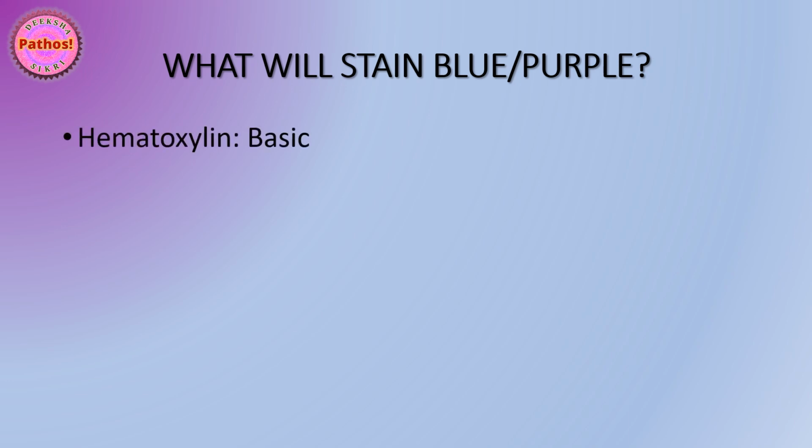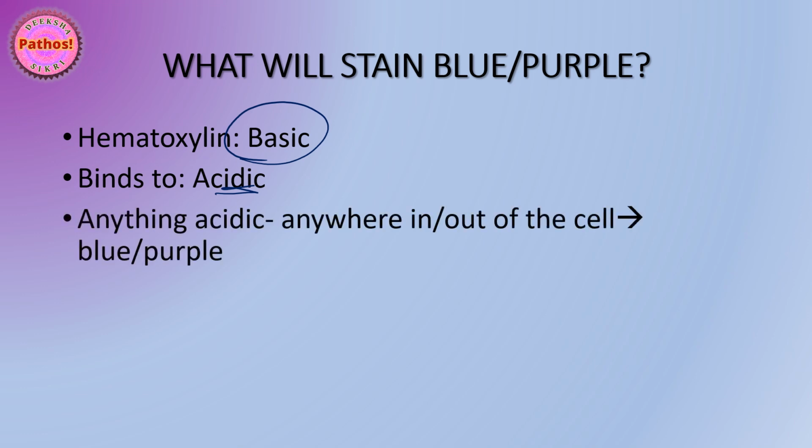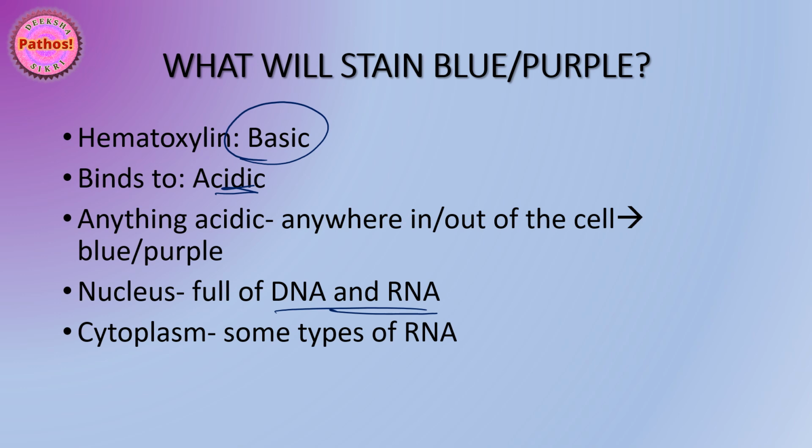blue? First of all, remember that hematoxylin is a basic stain. Because it's a basic stain, it binds to acidic components in the cell or even outside the cell. So if anything is taking a bluish color, that means first of all, it's a little acidic in its composition. Of course, the nucleus in any cell is going to be bluish and purplish because it's full of DNA and RNA. And sometimes even in the cytoplasm, if you have a lot of RNA, like a very active rough endoplasmic reticulum, even that could be a little bluish.